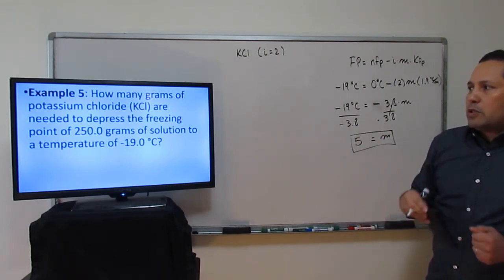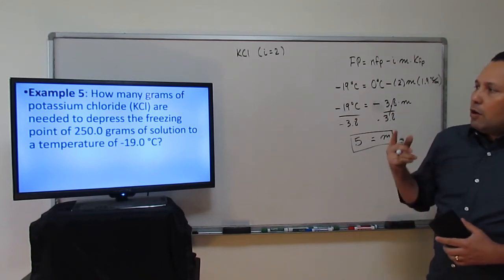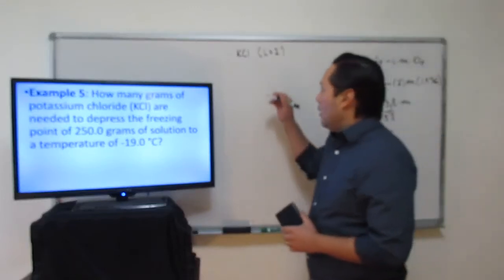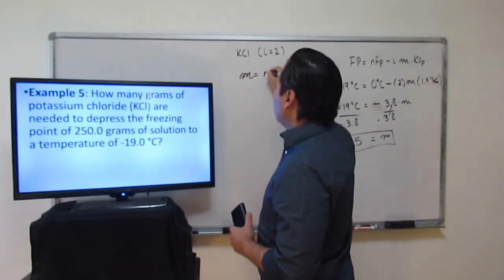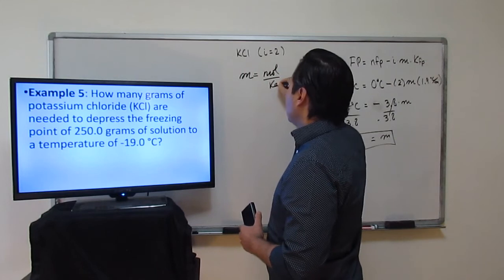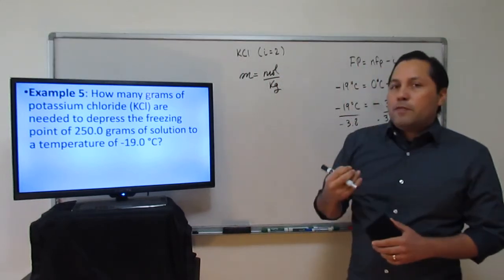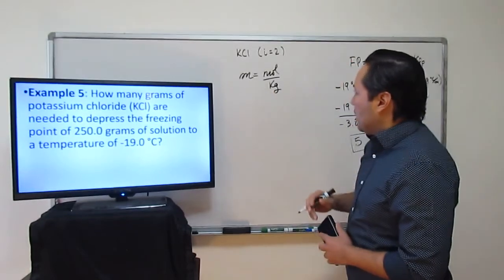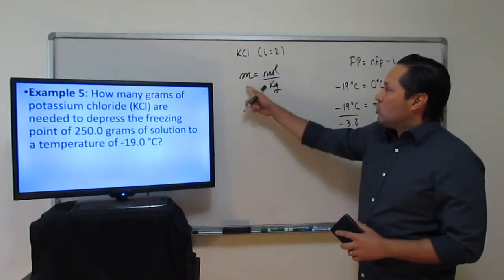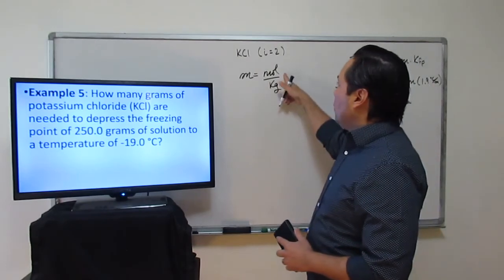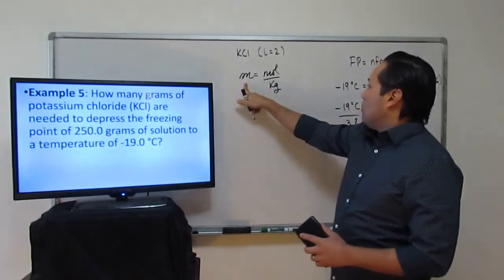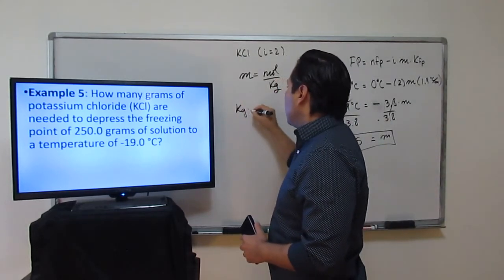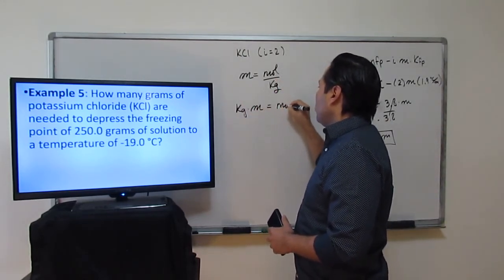Alright, now that we have that, we're going to figure out how much volume we have. Alright, the volume we have is 250 grams of solution. Now, the formula for molality calls for moles over kilograms. So the solution is 250 grams, we need to change them to kilograms before we can plug them in here. Then once we do that, we multiply the molality times the kilograms to get the moles. So it'll end up looking like this. Kilograms times molality equals the moles.